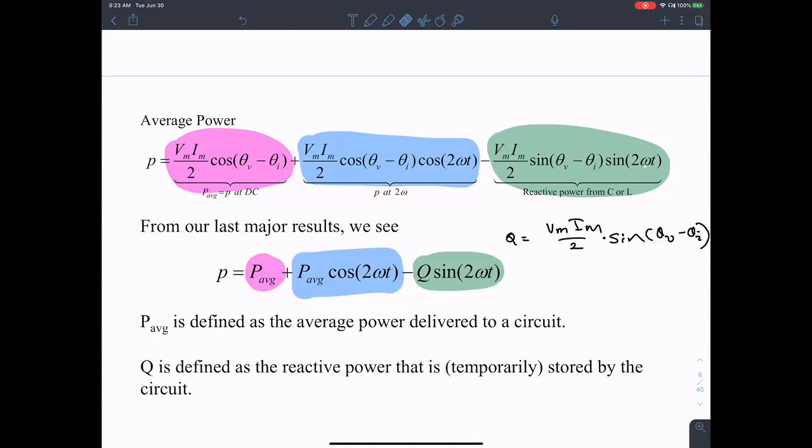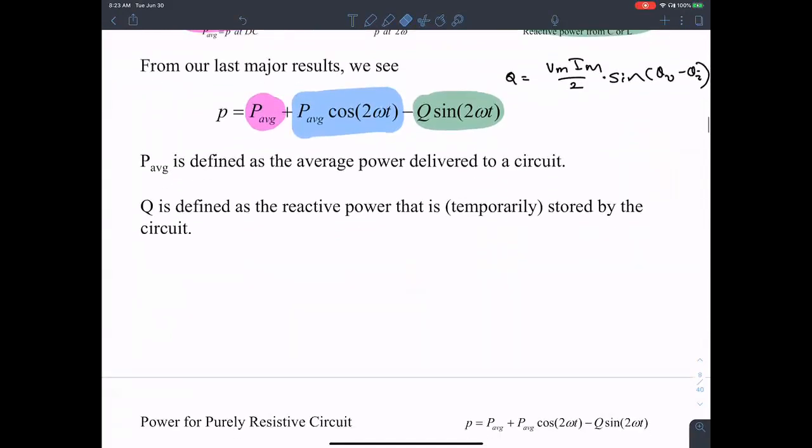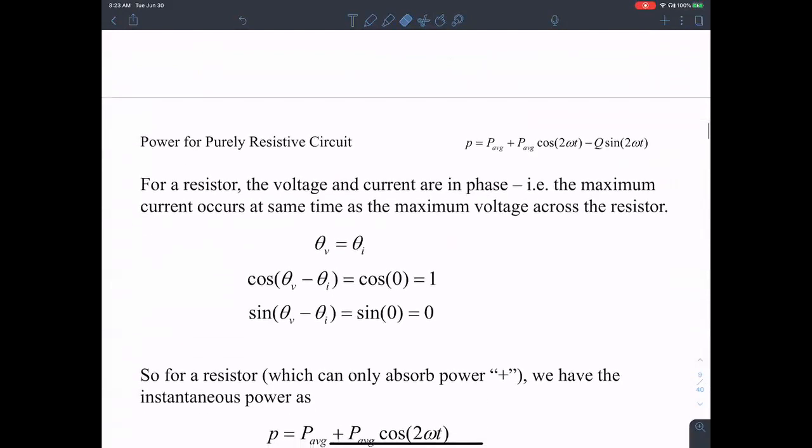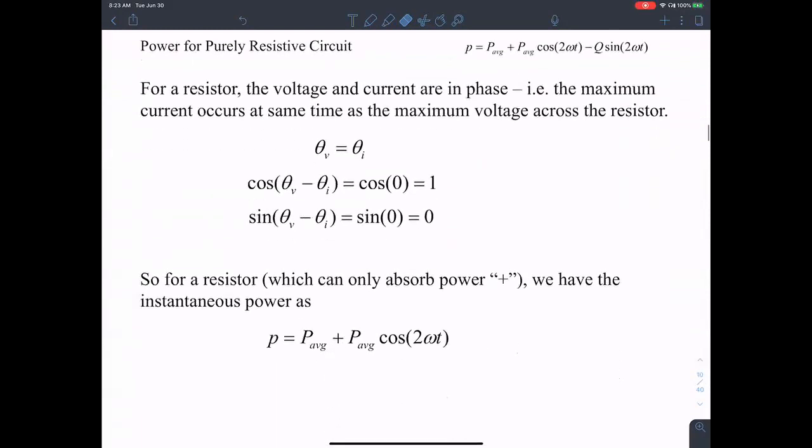So if there are some reactive components like inductors or capacitances, then Q is some temporary storage of charge, okay? Temporary storage of electrical energy power. Okay, so let's look at the power for each of the three devices that we know: resistor, inductor, and capacitor. Okay, we know for a resistor, the voltage and the current are in phase. So theta V is the phase of the voltage, theta I is the phase of the current.